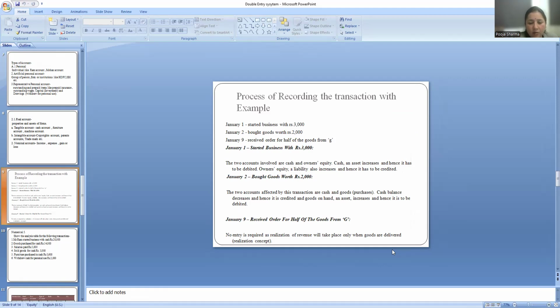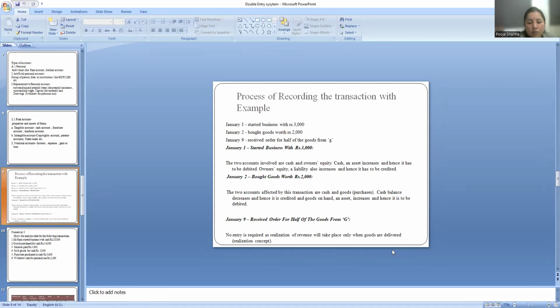So as per the real account, it should be debited. And who is the giver here? The owner or the proprietor. So it will be credited for the company. So the transaction will be cash account debit to the capital account.